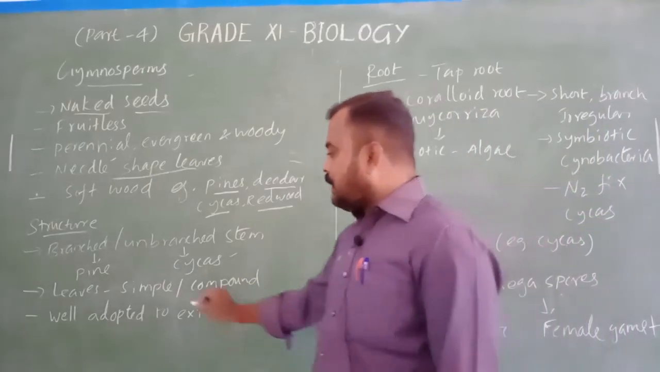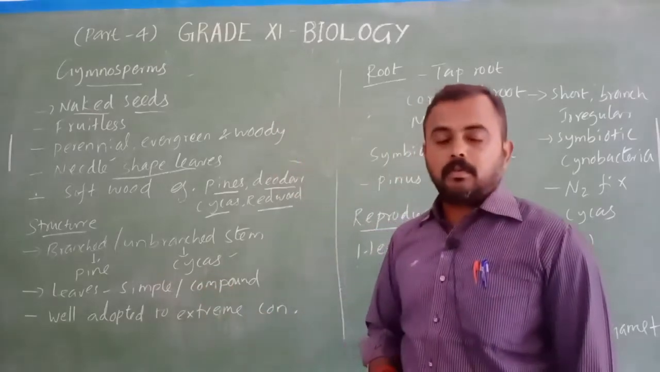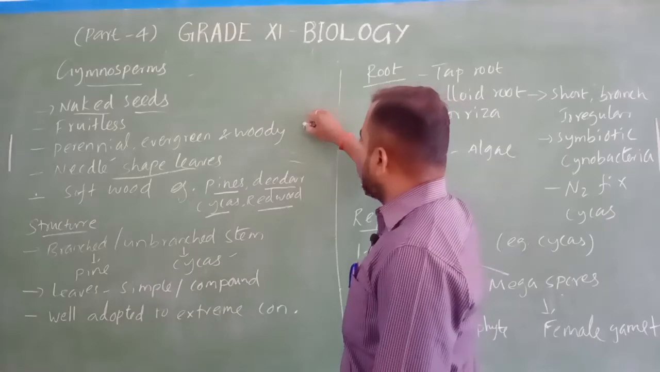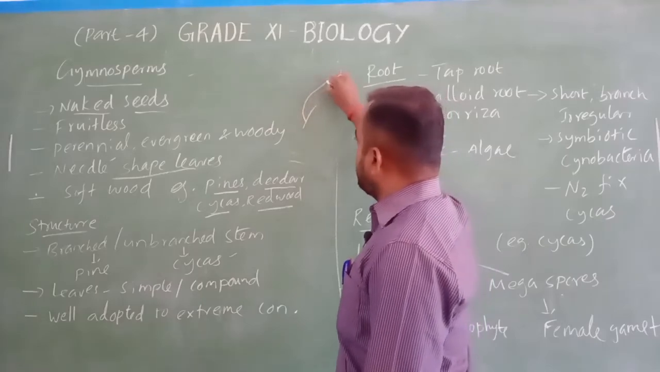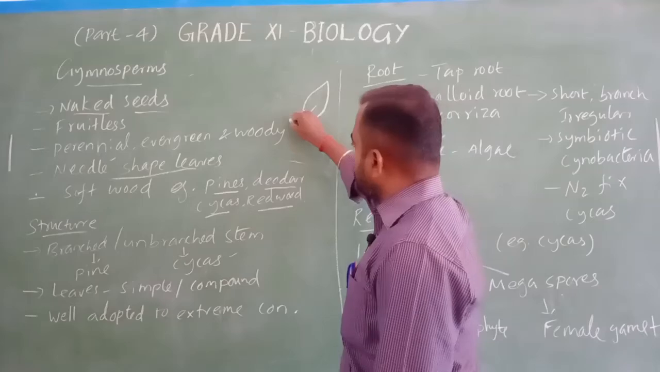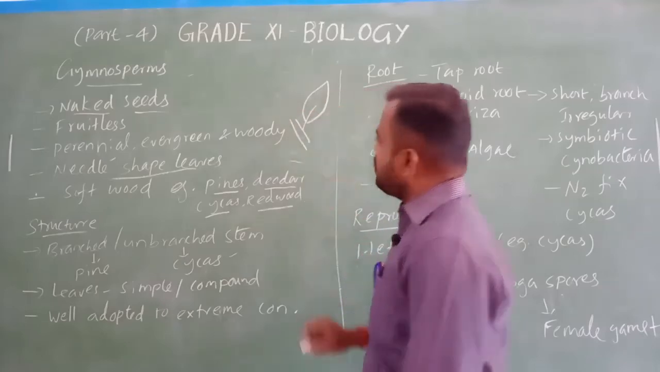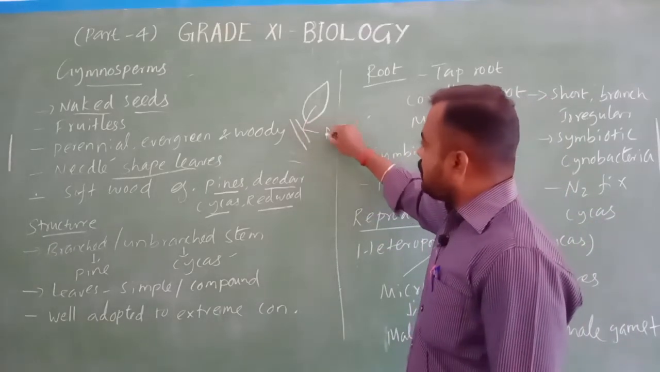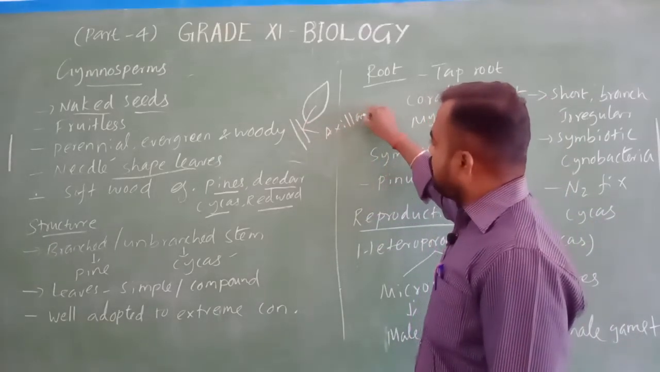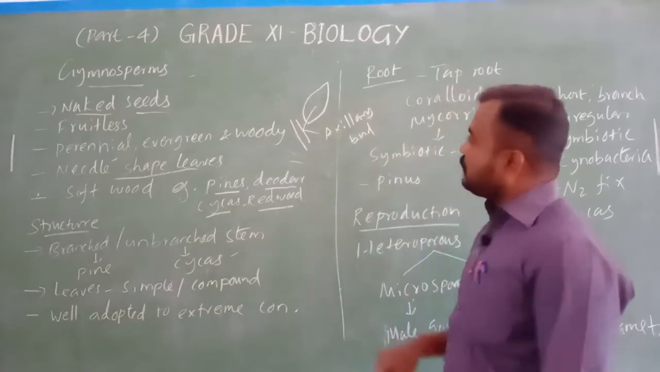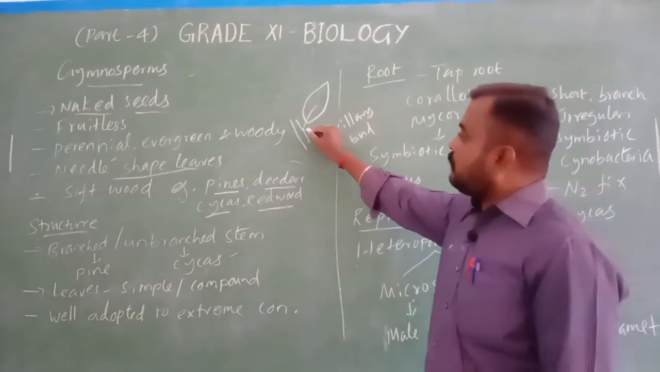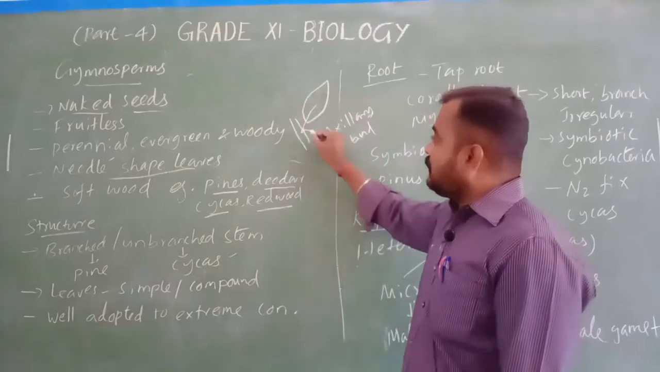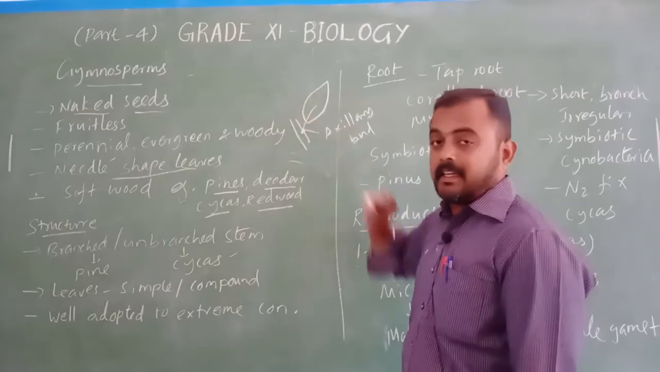Leaves: is it simple or compound? Simple leaf, that means, for example, you can take the peepal tree. Now if the stem is here, there is a single leaf. Here we have the axillary bud. So from the stem one leaf is present, with the axillary bud present here.